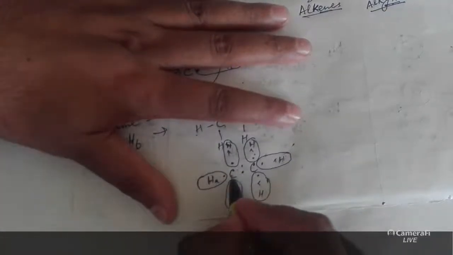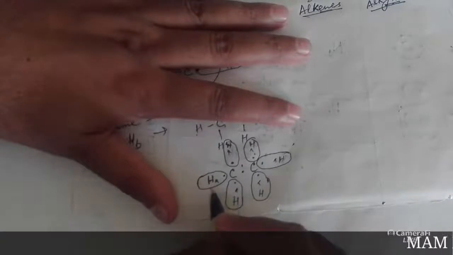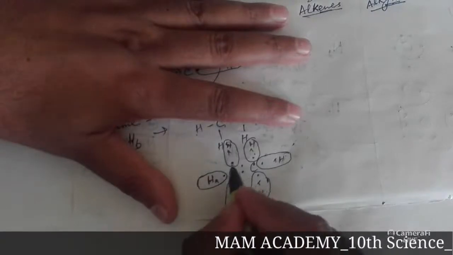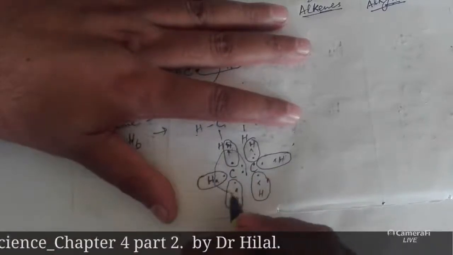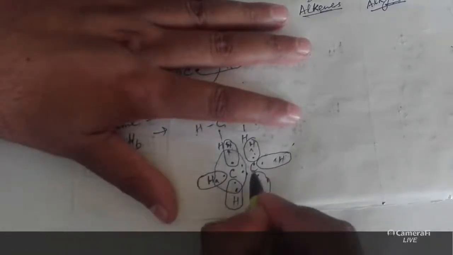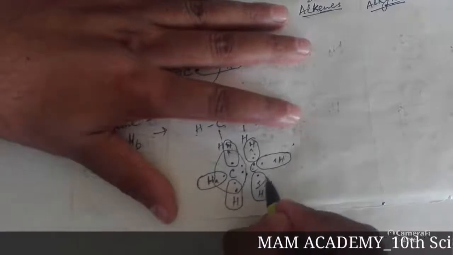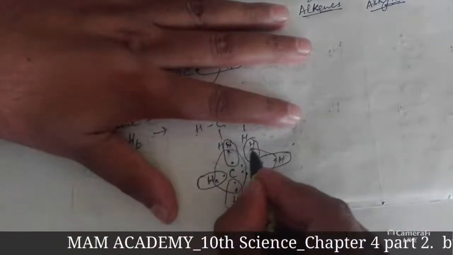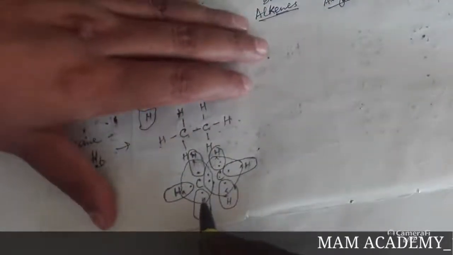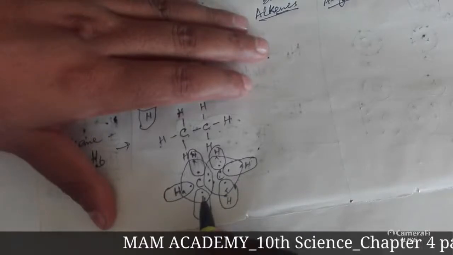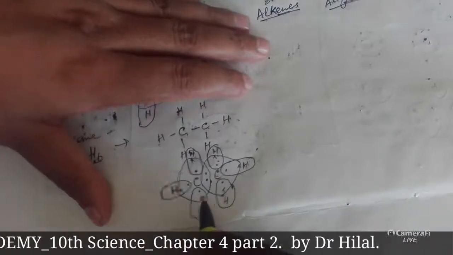Now for each carbon, carbon number 1, let us see, it has 8 electrons, 1 2 3 4 5 6 7 8. So we have to make it accordingly, like this. This is for this carbon. Then what about this carbon? Let us try to draw it. This is the electron dot cloud of this carbon. So this is the Lewis electron dot structure of ethane.